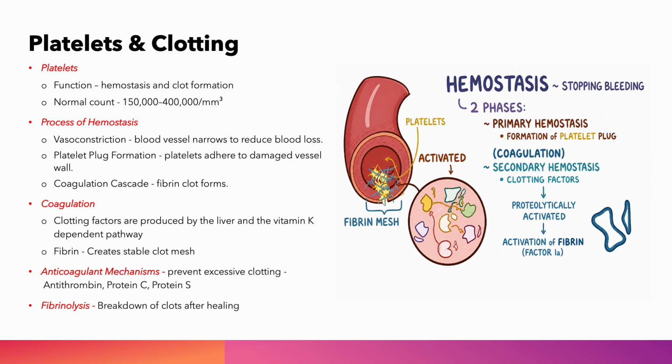Clotting factors are produced primarily by the liver, and many are vitamin K dependent. The body also has anticoagulant mechanisms like protein C and antithrombin to prevent excessive clotting. Finally, fibrinolysis breaks down clots after healing occurs. So these are all very important key terms and concepts you need to understand in order to understand disease processes that you're going to cover, in nursing school or just in our pathophysiology class.